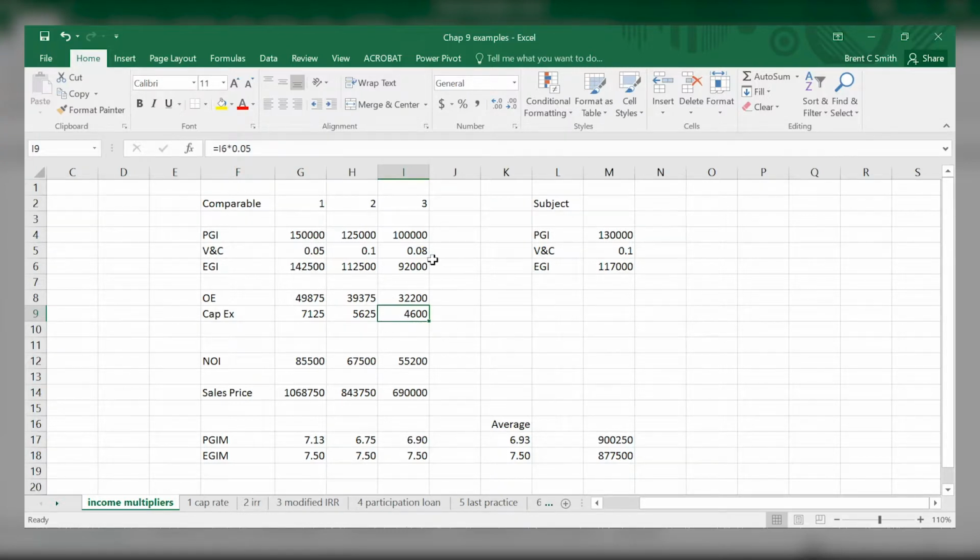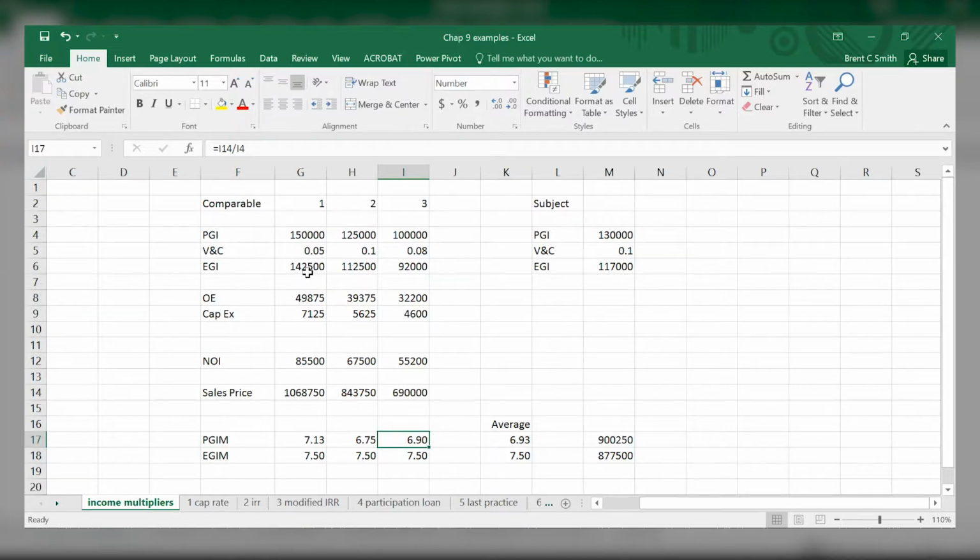So once we take those out of this EGI, we're left with these three values for NOI for our comparable properties. And this is what they sold for when I observed this information. And so what I end up with then is a multiple of their potential gross income. So this sale price and this potential gross income represents that multiple of 7.13. So this 1,068,750 is 7.13 times the 150. Likewise, 675 for number 2 and 690 for number 3.